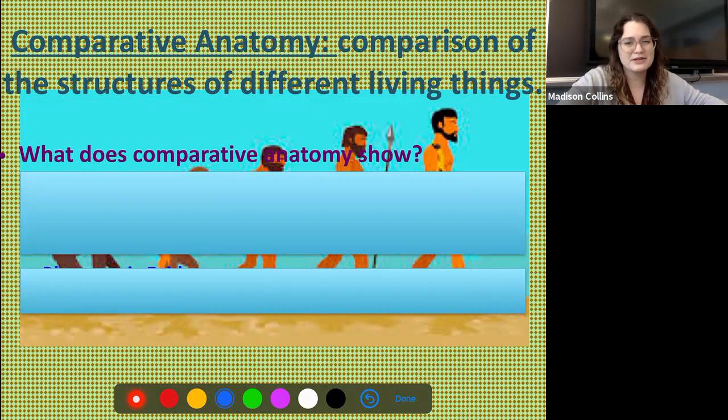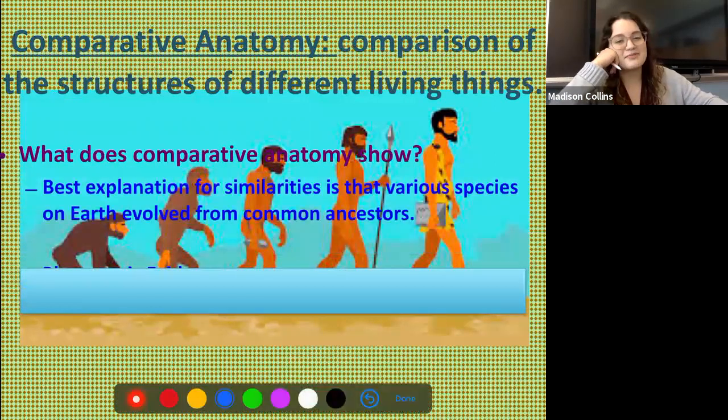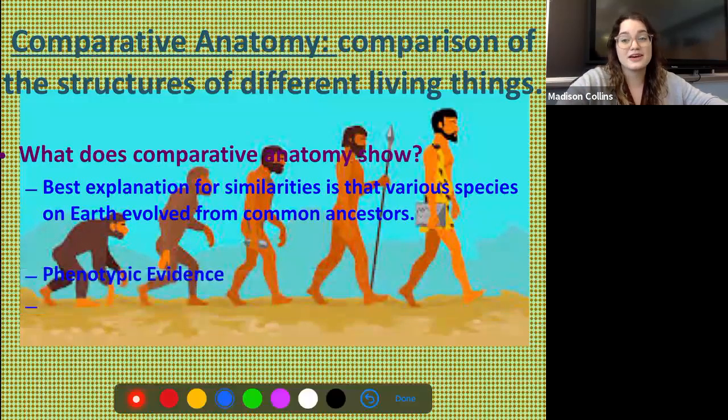So what does comparative anatomy show us? Comparative anatomy shows us that the best explanation for similarities is that various species on Earth, again, evolved from a common ancestor. I'm seeing a theme here. Now, if we're looking at the structural similarities between organisms, what type of evidence do you think this is? It's going to be phenotypic evidence, right? We're looking at those physical or structural similarities between organisms.